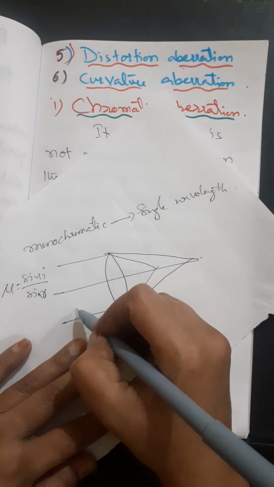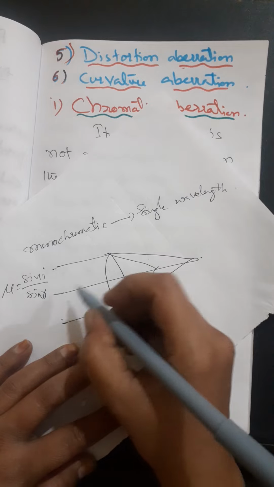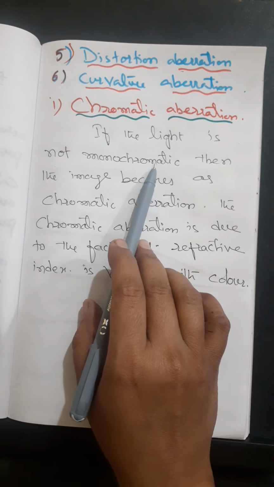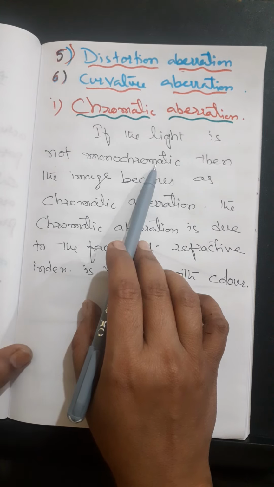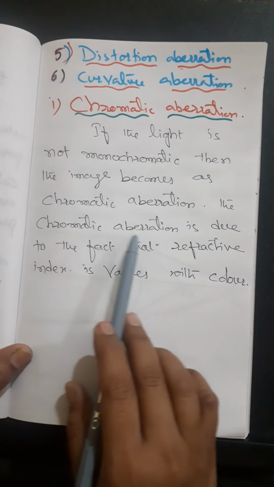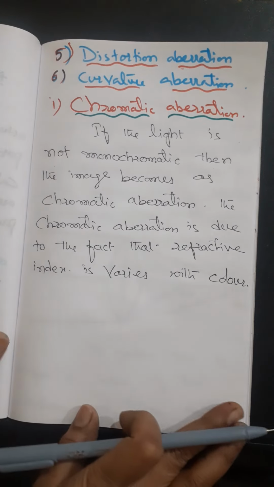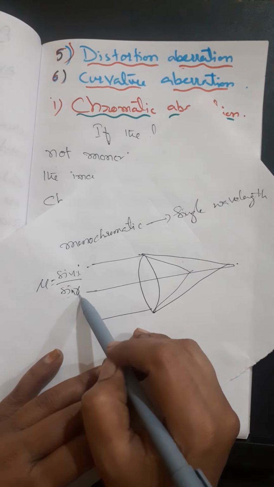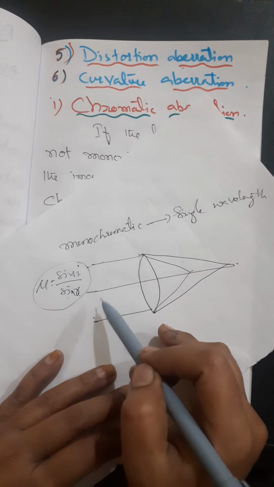Let us suppose this is a parallel beam of white light. If the light is not monochromatic, meaning it is not a single wavelength but has 7 colors, then the image shows chromatic aberration. The chromatic aberration is due to the fact that the refractive index varies with color. The angle of incidence by angle of refraction is the refractive index, and this refractive index is different for different colors.